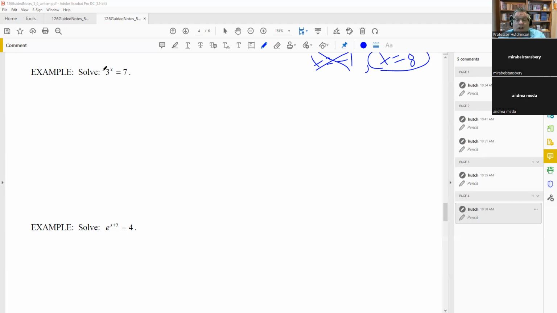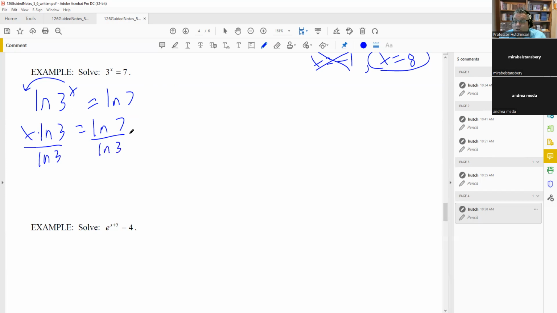You could really use a log of any base here that you want, but in this case, I'm going to use a natural log. I take the natural log of both sides. The only reason I'm using a natural log is that it's one less letter to write. I don't have to put a base on the log. ln is just easier to use, which is why I tend to use ln's. So I put an ln on both sides of the equation, and that allows me to take the x and put it down in front. So I have x ln 3 equals ln 7. Now that x is a factor, it allows me to divide both sides by ln 3.